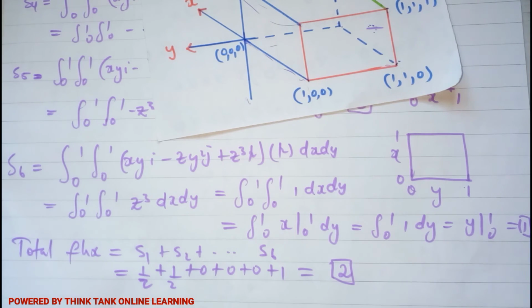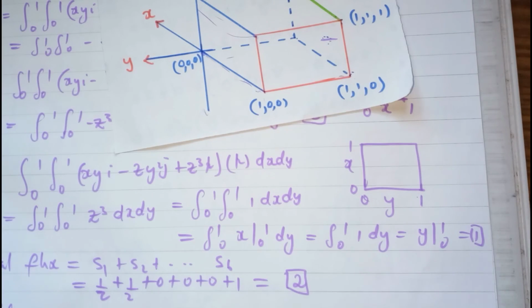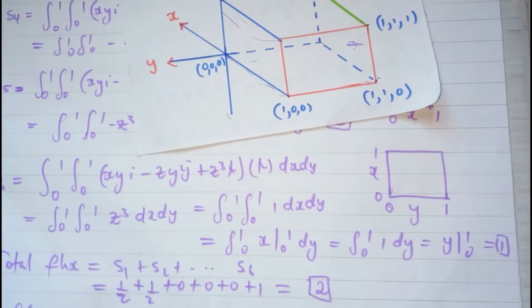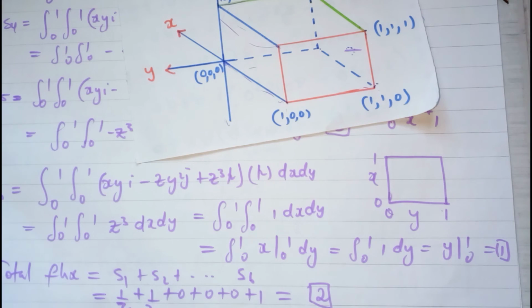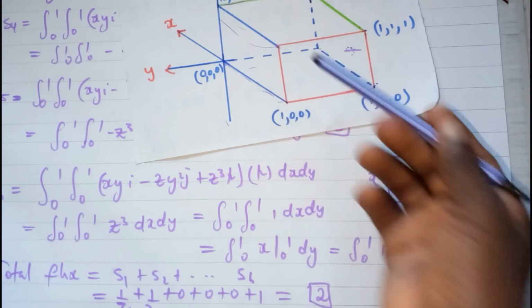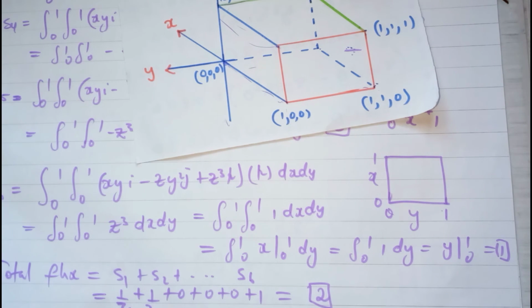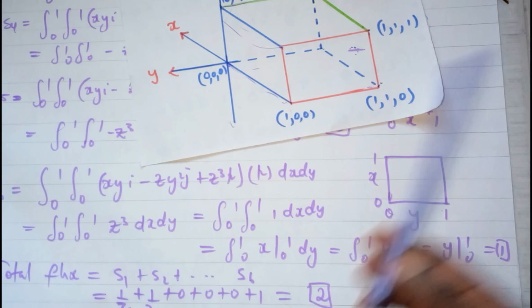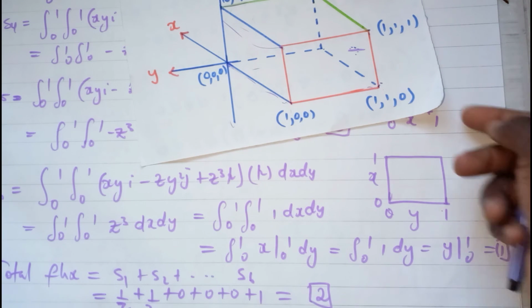So what is our conclusion now? What can we say? As you can see, we verified the divergence theorem, since the total flux calculated on each and every face was equal to the flux we calculated when we used the divergence theorem. You should just be very careful with the coordinates, whether x is 0, x is 1, y is 0, y is 1. Okay, thank you for watching.